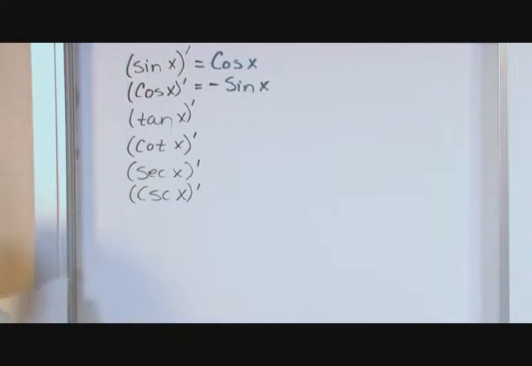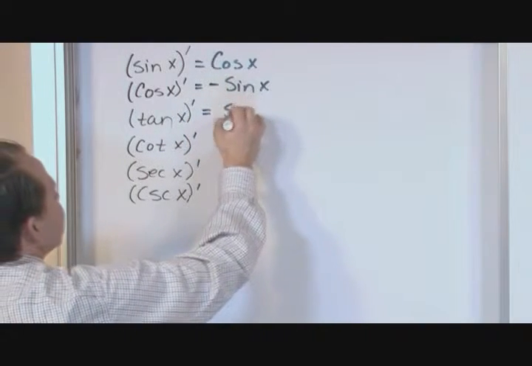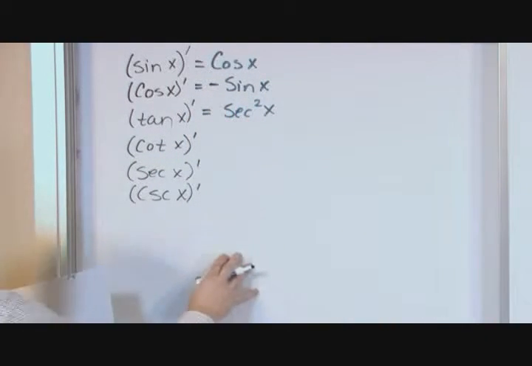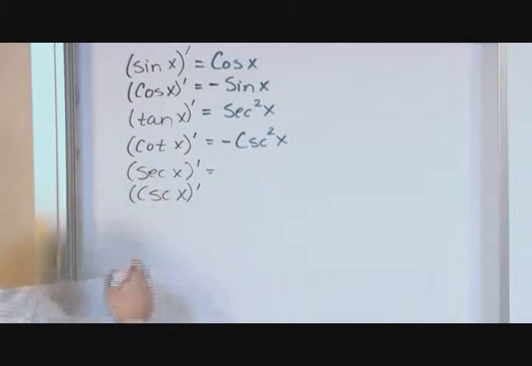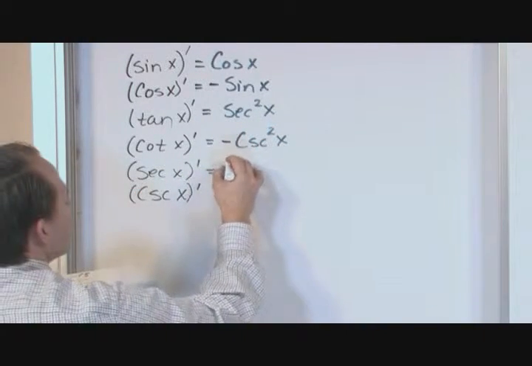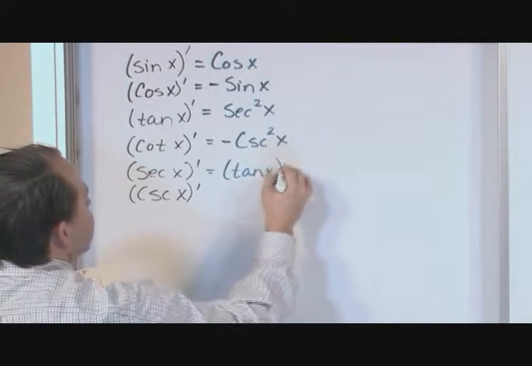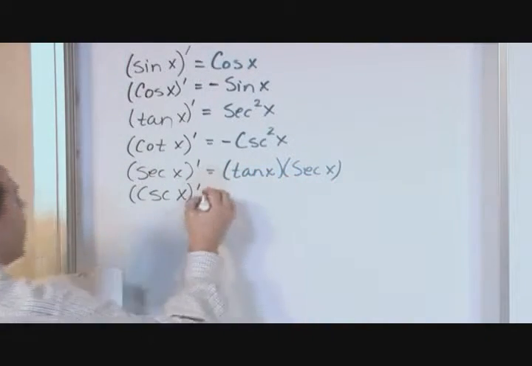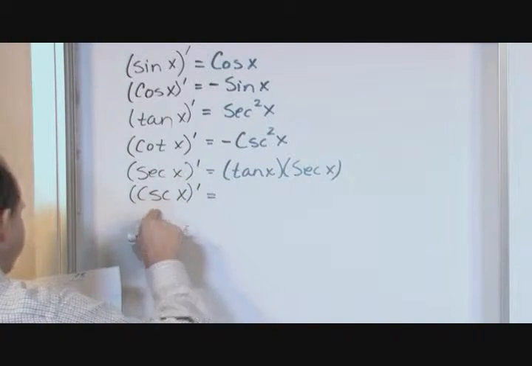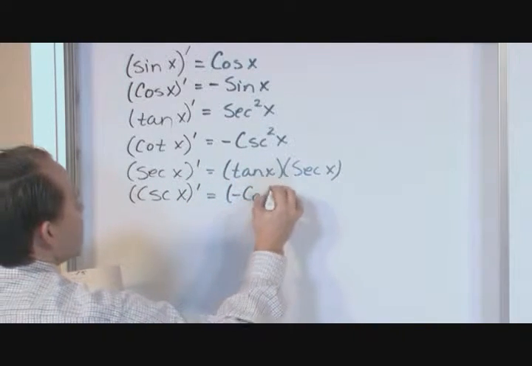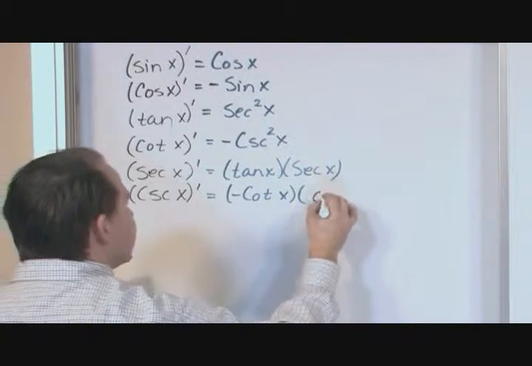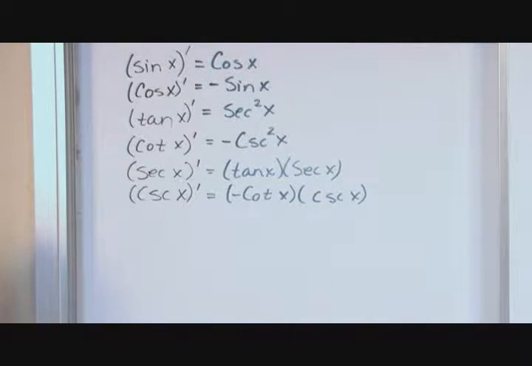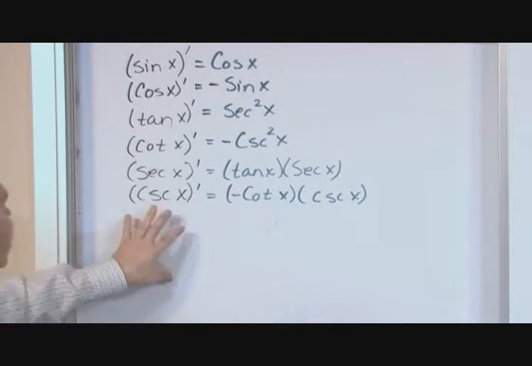If I take the derivative of the tangent function, I get secant squared x. The derivative of the cotangent function is negative cosecant squared x. The derivative of secant is tangent x times secant x. And the derivative of cosecant is negative cotangent x times cosecant x. Ultimately, ladies and gentlemen, you will have to memorize all 6 of these.